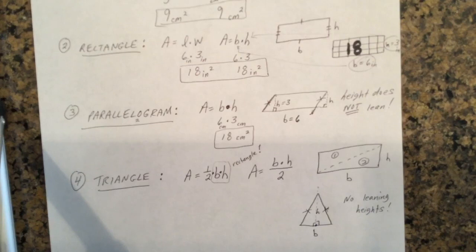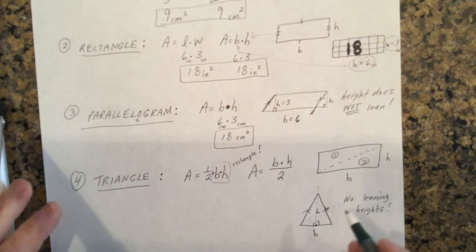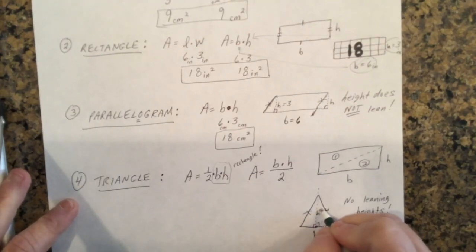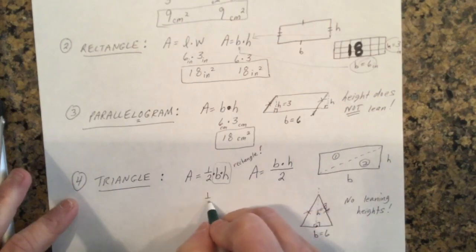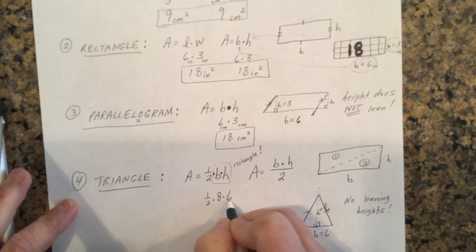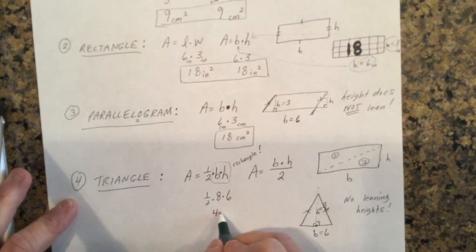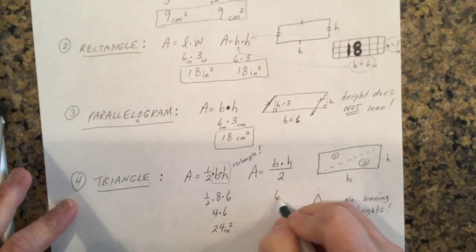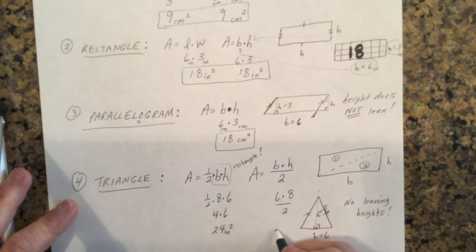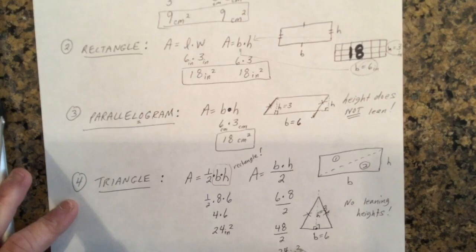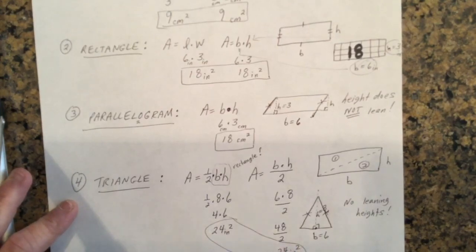All right, oh, and don't forget, let's put some numbers on here real quick. So let's say this height is 8 and this base is 6. So this would be 1/2 times 8 times 6. Well, 1/2 times 8 is 4, and 4 times 6 is 24, and we'll make these inches squared again. Or we could have said the base is 6, the height is 8. We're going to divide that by 2, so 6 times 8 is 48, and 48 divided by 2 is 24 inches squared. Same answer. Either way, same thing.